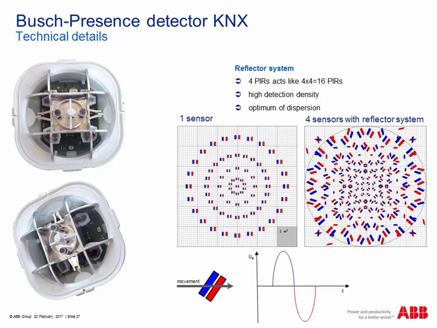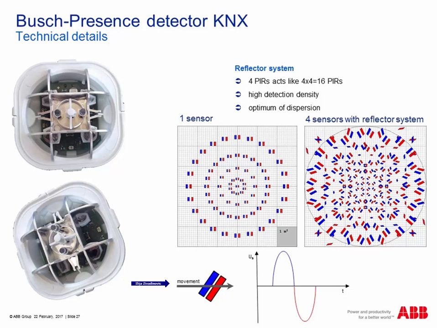Just to show what the reflector system inside is doing. If you see this here, this is the detection range and the dispersion of one sensor inside with 4 sensors and with our mirror system. The 4 PIR act like you have 16 here inside. That means you have a complete and optimum dispersion.